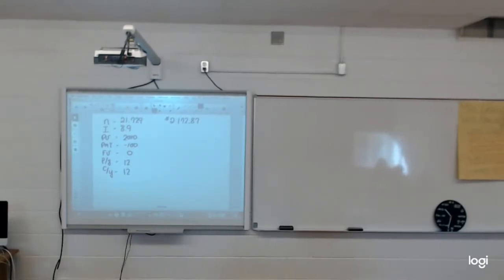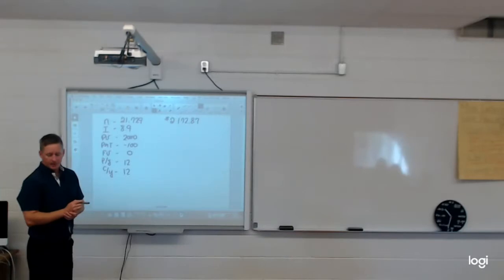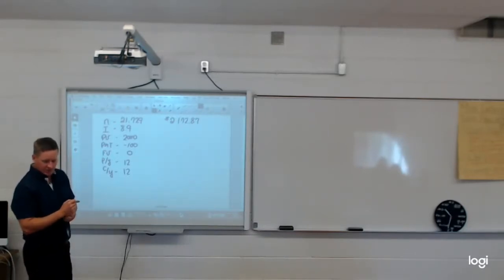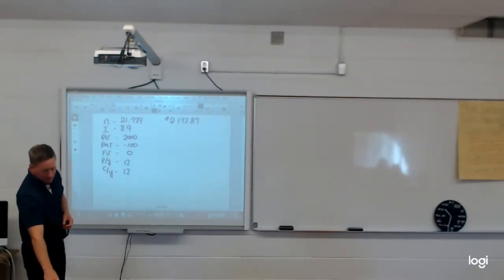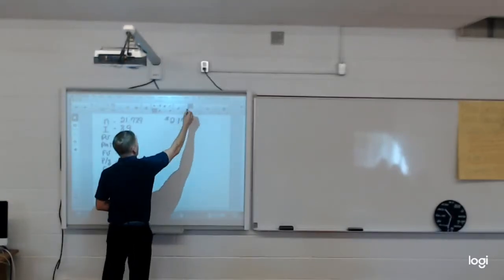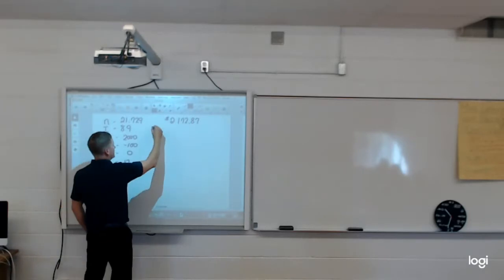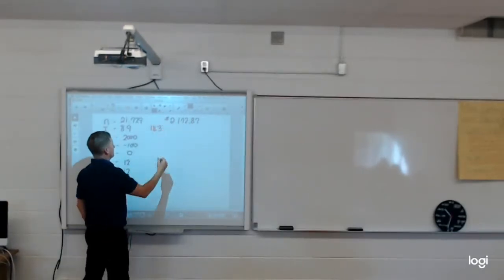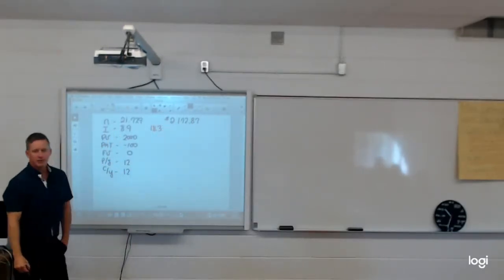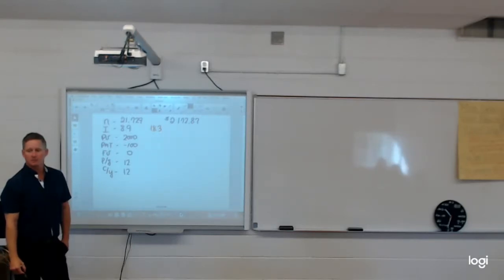$0.80, and approximately how long did it take her to pay it back? 21.73 months, right? Okay, good. Now, the second part of this question says a store credit with an immediate rebate of $100. So what's changing now? Interest rate is 18.3%. Okay. How much is she actually borrowing right now? Is she borrowing 2,000?